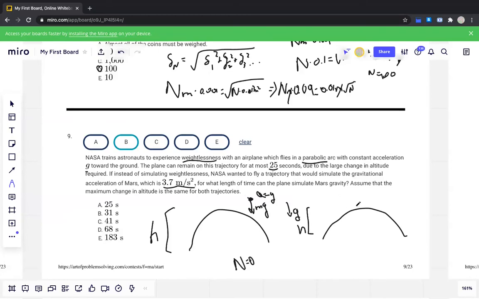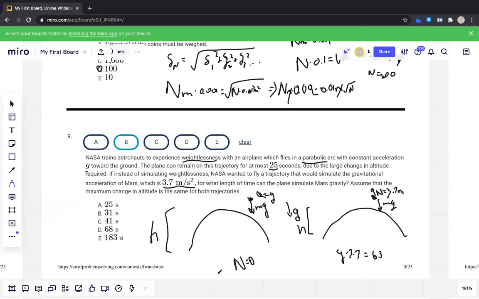But if you're trying to simulate Mars's gravity, which has an acceleration of 3.7 meters per second squared, this means that you're going to have some normal force, N, equal to 3.7 times your mass. And you're going to have your weight pointing downwards at mg. So your net acceleration towards the ground is going to be g minus 3.7, which is 6.3, if we assume g is 10. So this is the acceleration of the plane now.